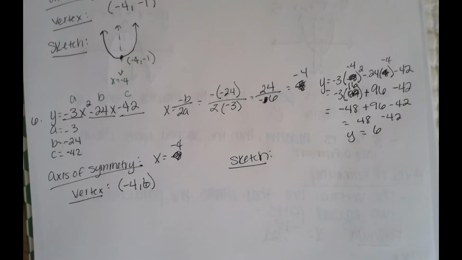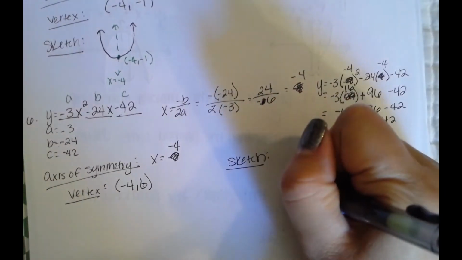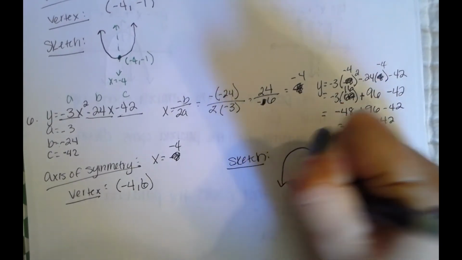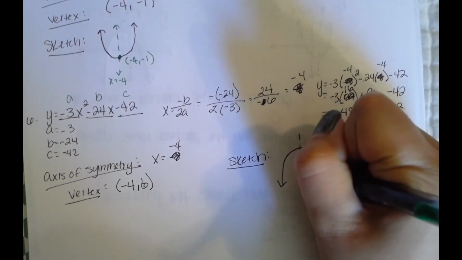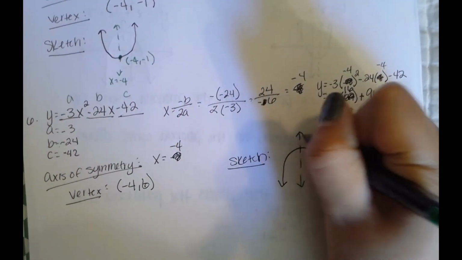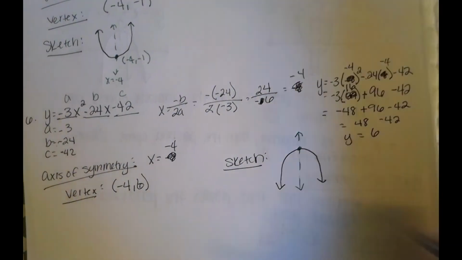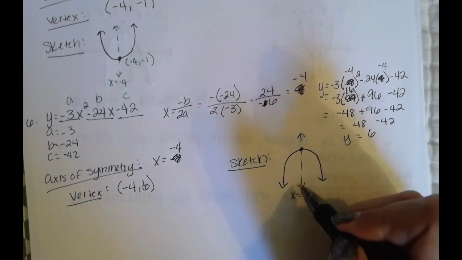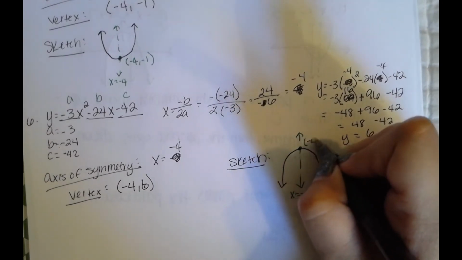Sketching this, notice your a is negative, so your sketch is actually going to be upside down this time. And then just draw your line straight down the middle. That is your axis of symmetry, the line x equals negative 4. Where your axis of symmetry crosses your parabola, that is your vertex, which is at the point negative 4, 6.